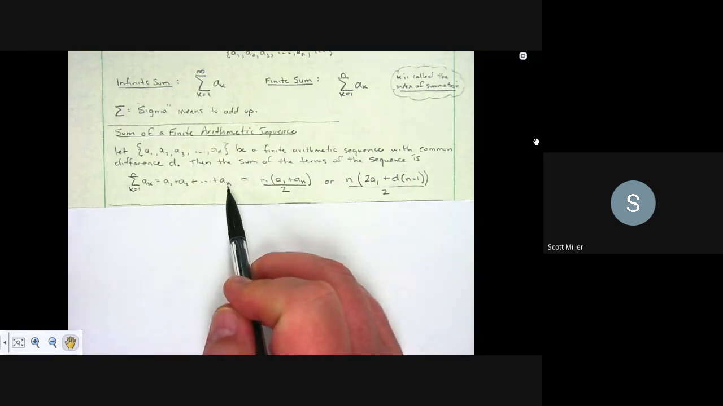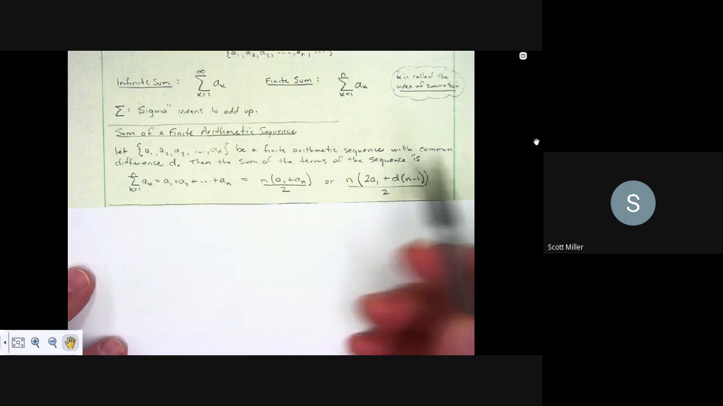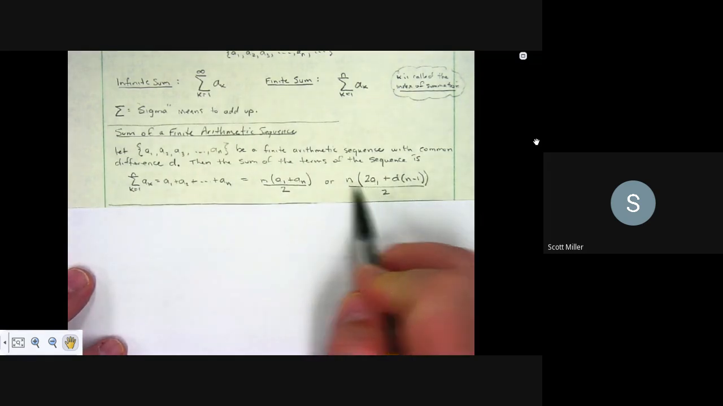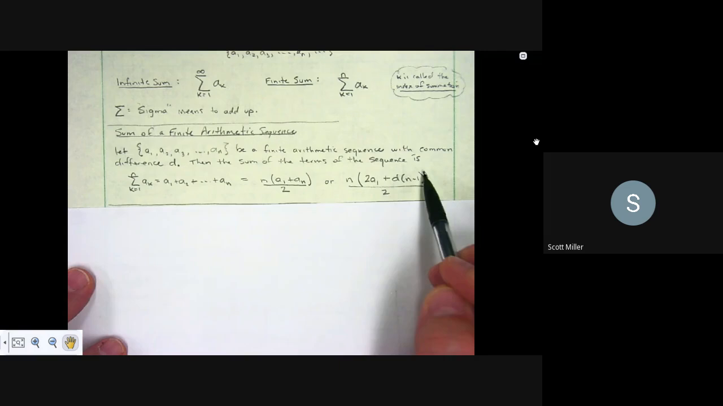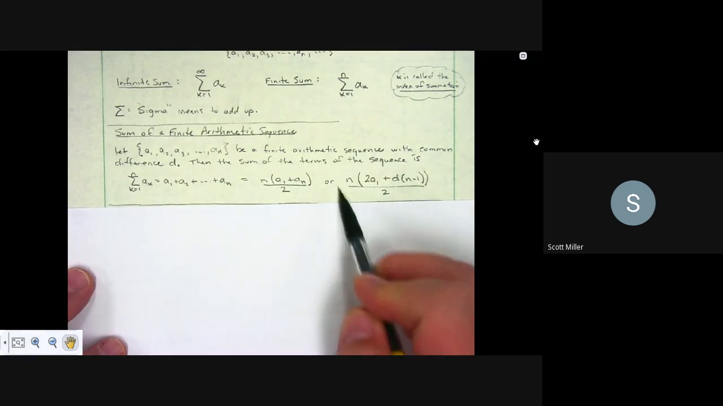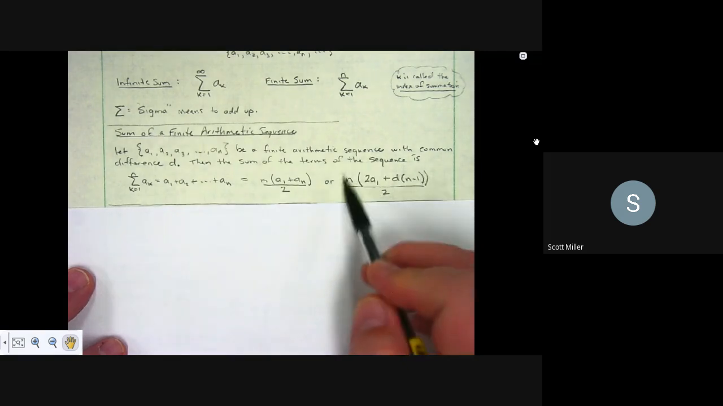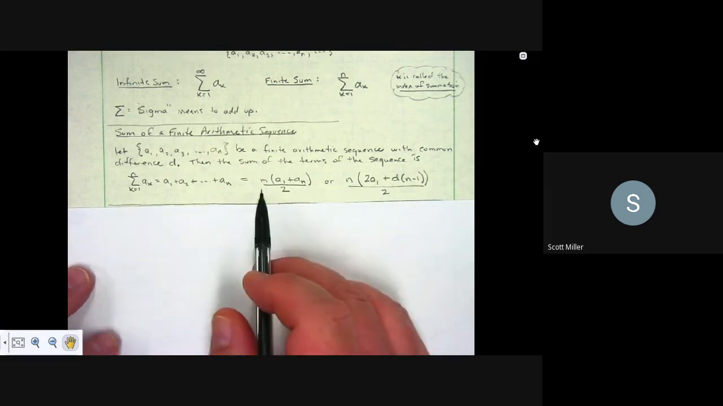Also, depending on the information you have, what if you don't have the last term? You just know how many there are. You can try and find the last term if you want. But I can also change a sub n, because there is an explicit rule for an arithmetic sequence, and I can plug it in for a sub n, combining like terms, and I get this alternate form of the formula, where I only need to know the common difference, the first term, and then how many terms there are. Most of the time, we just use this one right here.